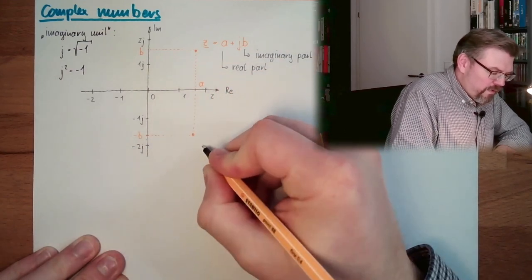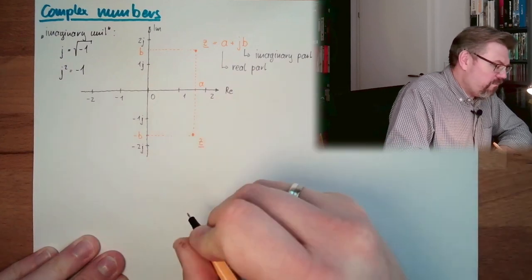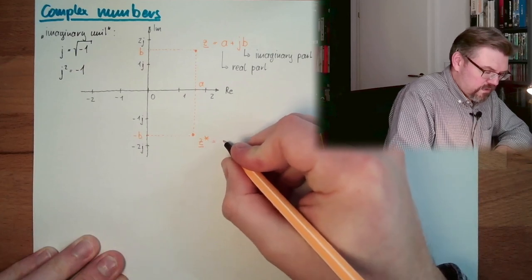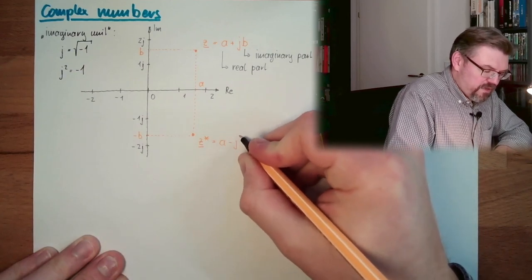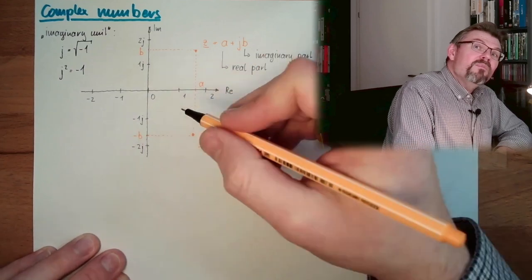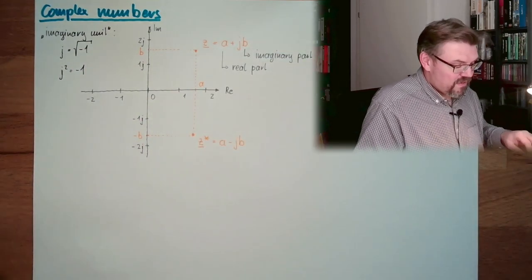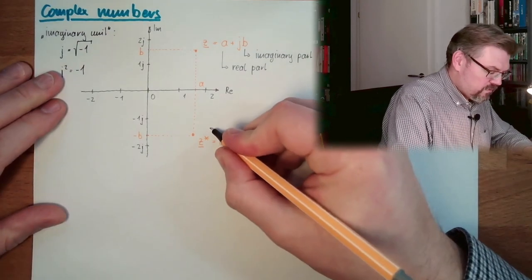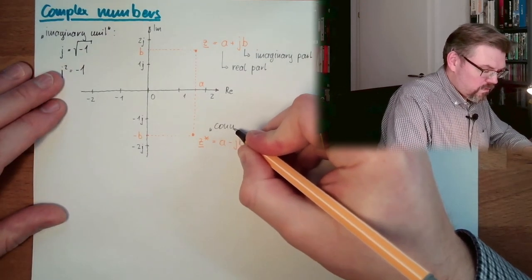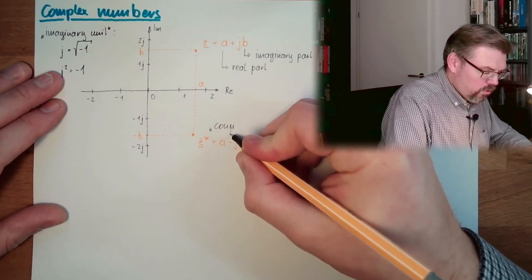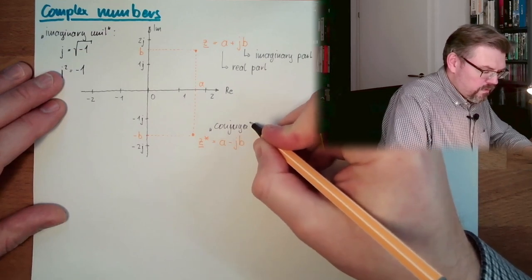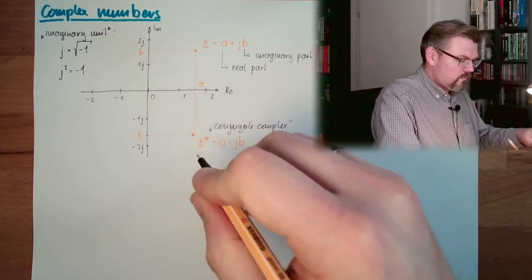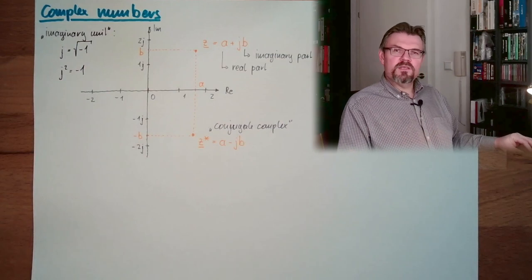Then here we have the so-called conjugate complex, C star. It's A minus JB. We have the same real part, but the negative imaginary part. Conjugate complex, this is called. This is sometimes important. This is why I mention it.